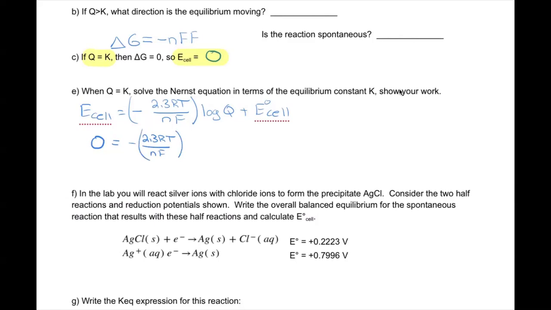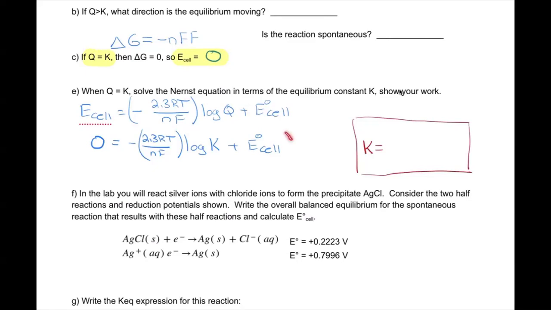Times the log of K plus E naught cell. And so now what we need to do is rearrange this equation, because what we want in the end is an equation that says K is equal to some algebraic expression. This is what you're looking for, right? So to do this, we have to remember our algebra rules.